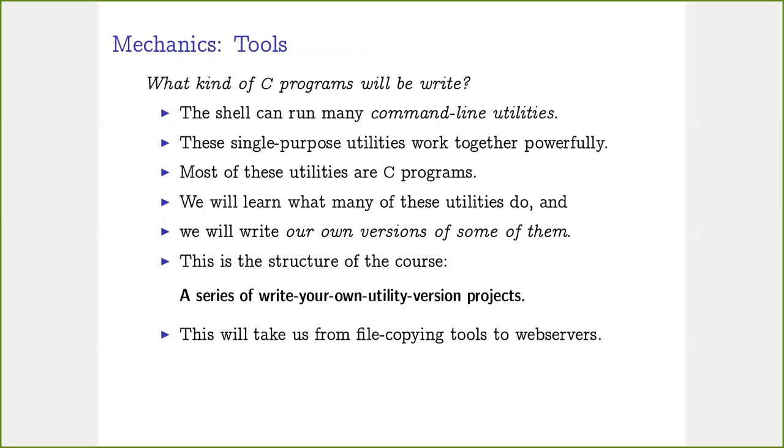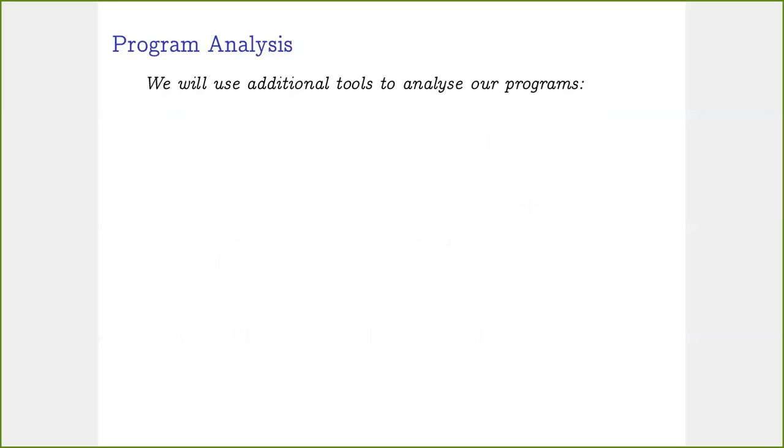Okay, what kinds of C programs will we write? The shell can run many command line utilities. These single-purpose utilities work together powerfully. Most of these utilities are C programs. We will learn what many of these utilities do, and we will write our own versions of some of them. So this is the structure of the course: a series of write-your-own-utility-version projects. This will take us from file copying tools all the way to web servers. We will use additional tools to analyze our programs along the way.